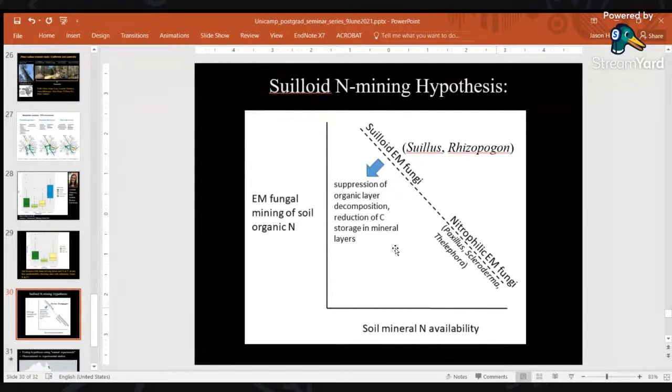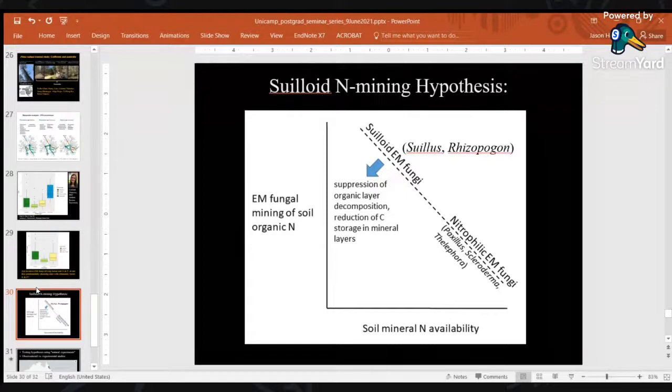So what we're hypothesizing is that at sites with higher nitrogen availability, you may see less of this dominance by suilloid taxa and more dominance by these nitrophilic taxa. At other sites with lower soil nitrogen availability, we may see higher abundances of suilloid fungi, Suillus and Rhizopogon especially, and increased organic nitrogen acquisition. And so this could create a positive feedback where at these sites, suilloid fungi are preferred, are facilitated, and then they further deplete soil nitrogen availability through mining of organic matter. So this is a hypothesis that needs to be tested.